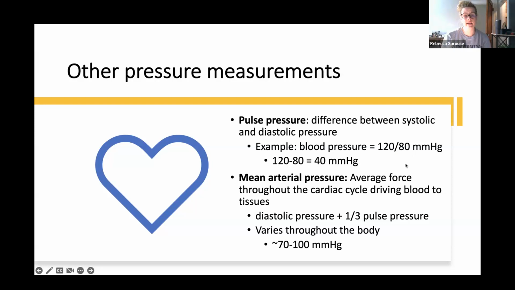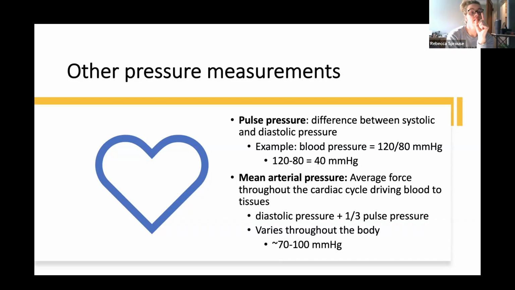Now, that's all fine and dandy, but blood pressure differs throughout the body depending on where you're at. For example, we usually take blood pressure in the brachial region. If you were to take your blood pressure in your leg, would that pressure be higher or lower than your arm, do you think?